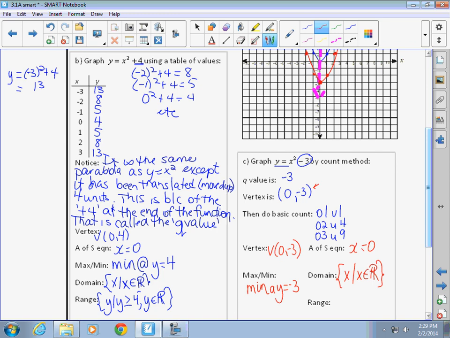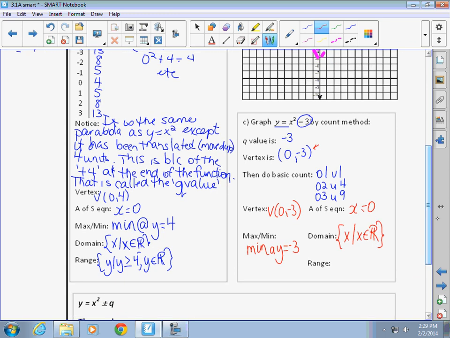My domain, I can use any x value that I want, so it's all real numbers. My range now has changed, though, because I've moved down my minimum value, so my range is the set of values for y such that y is greater than or equal to negative 3, y is an element of real numbers.